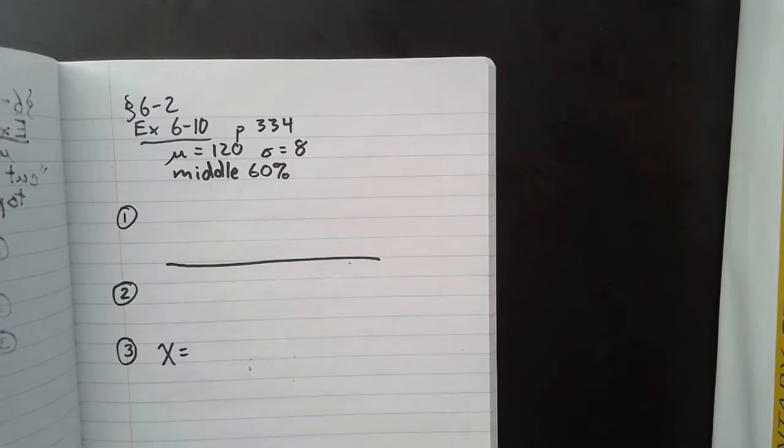Okay, another example for us in Chapter 6, Section 2. This is example 6-10, coming from page 334, talking about the theme of systolic blood pressure. For a medical study, a researcher wishes to select people in the middle 60% of the population based on blood pressure. Assuming that blood pressure readings are normally distributed, see, there's that assumption that we're always going to be making, that it's normally distributed or approximately normally distributed.